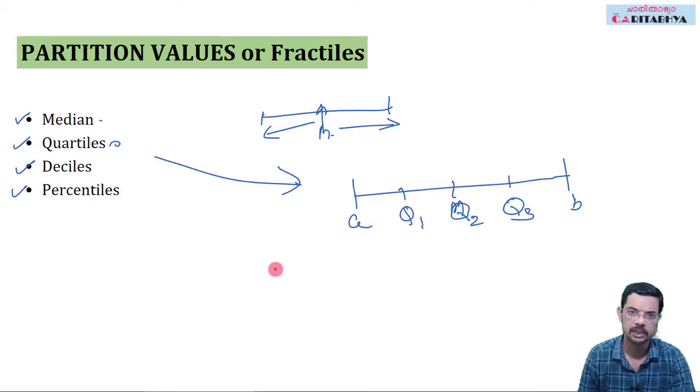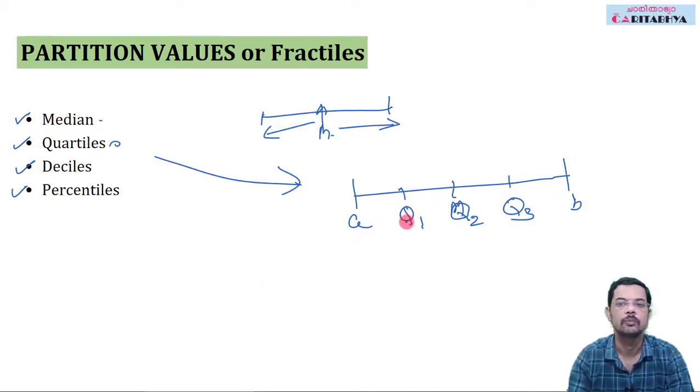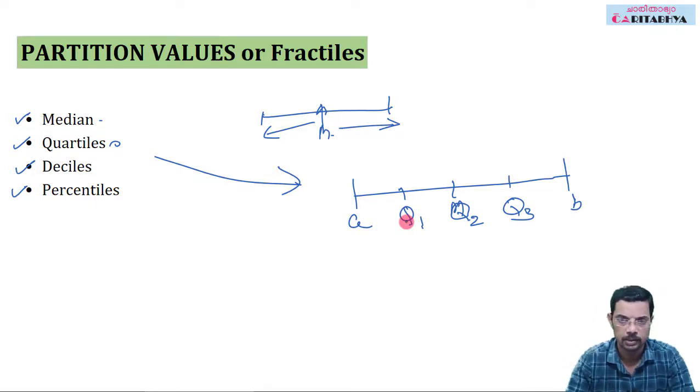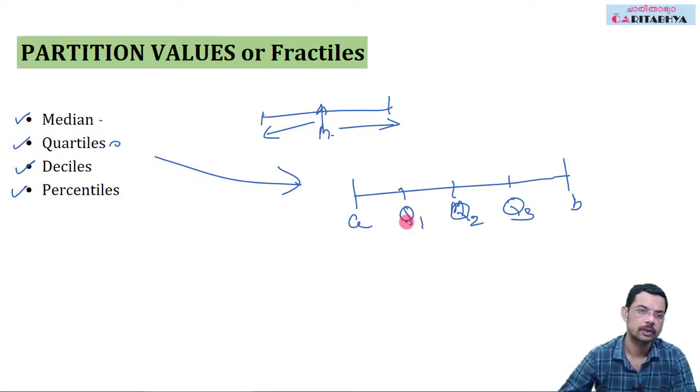Same way, deciles are used to partition the whole data into 10 equal parts by 9 points. Same way, percentiles are used for distributing the whole data into 100 pieces, by using 99 percentiles. So that is it. We shall discuss each one of them in detail. First, we will start with the median as a partition value.